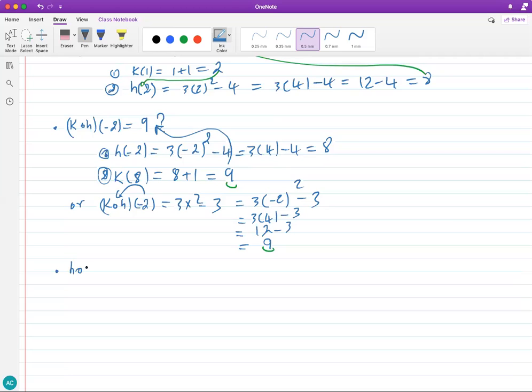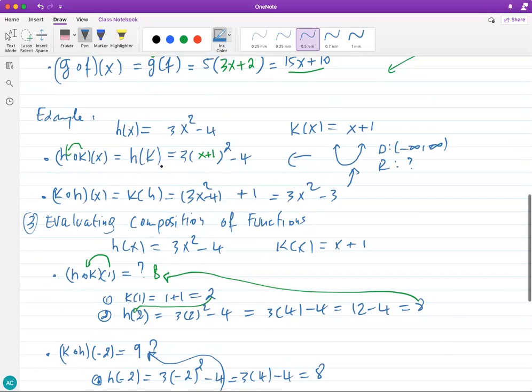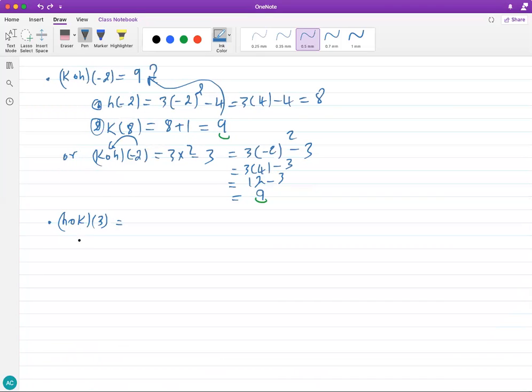Let's do a couple more. H of K, maybe of 2, or maybe of 3. Either by using the composition or without. Let's try to do this without using the composition. Let's assume we don't know it, even though we do have it here, H of K. But let's assume we don't have this, and we don't want to go through this. So probably the easy way is to just plug twice.